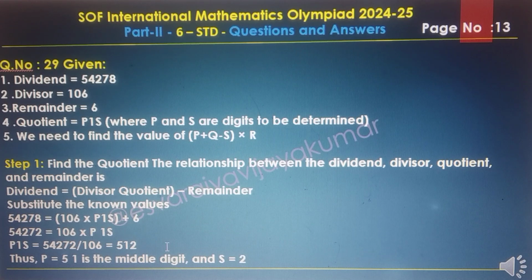Step 1. Find the quotient, using the relationship between the dividend, divisor, quotient and remainder. Dividend equals divisor into quotient plus remainder. Substitute the known values: 54278 equals 106 into P1S plus 6. Then 54272 equals 106 into P1S. P1S equals 54272 upon 106, and we get 512. Thus P equals 5, 1 is the middle digit, and S equals 2.